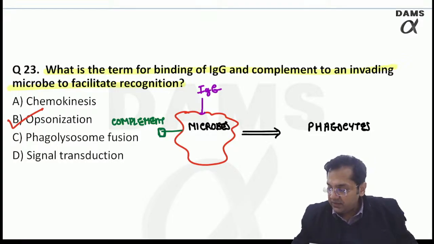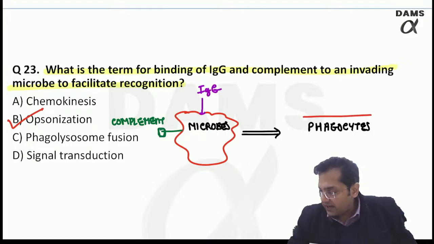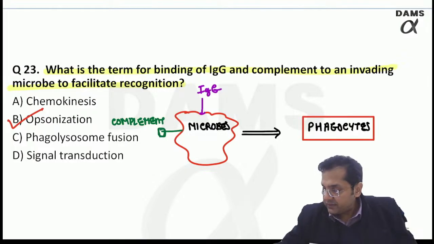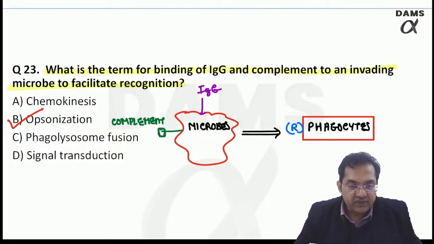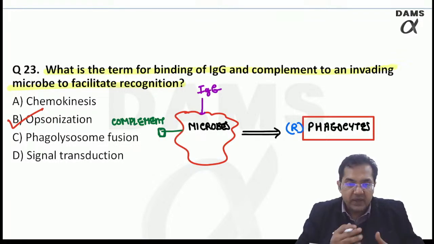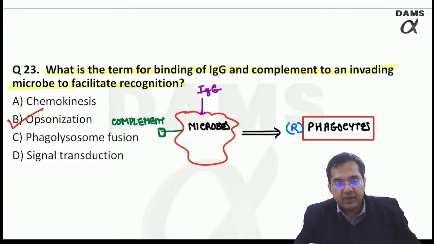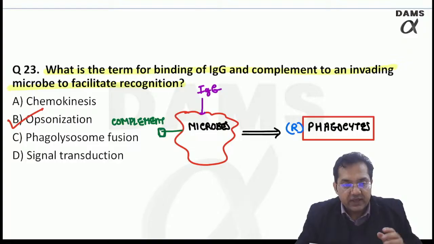Tasty means these microbes now have their receptors on the phagocytes where they will easily bind once the IgG and complement have attached. This is famously known as making the microbe tasty so that phagocytes can easily digest them, right? This is known as opsonization, or making it tasty.